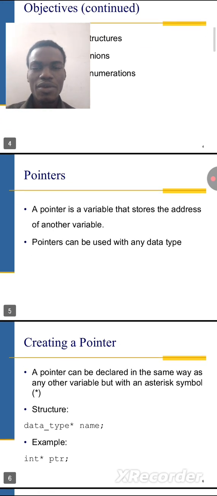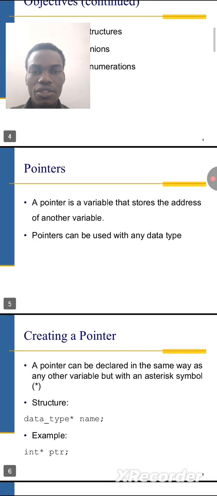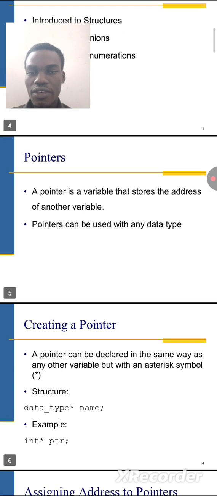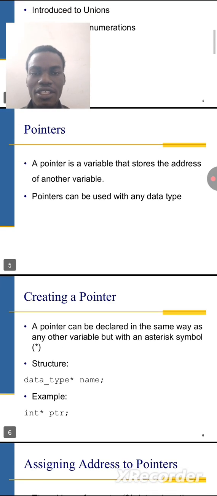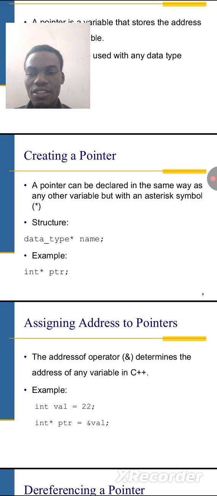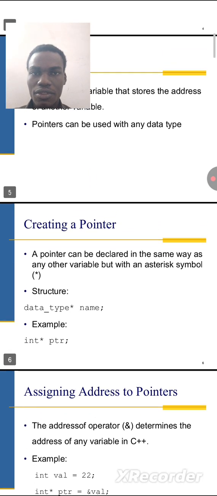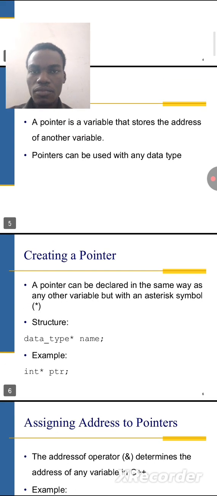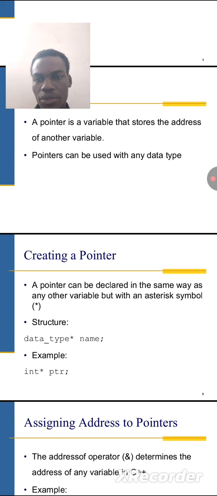So, pointers are variables that store the address of another variable. Pointers can be used with any data type. It can take integer, float, double, character. So how do we create pointers?